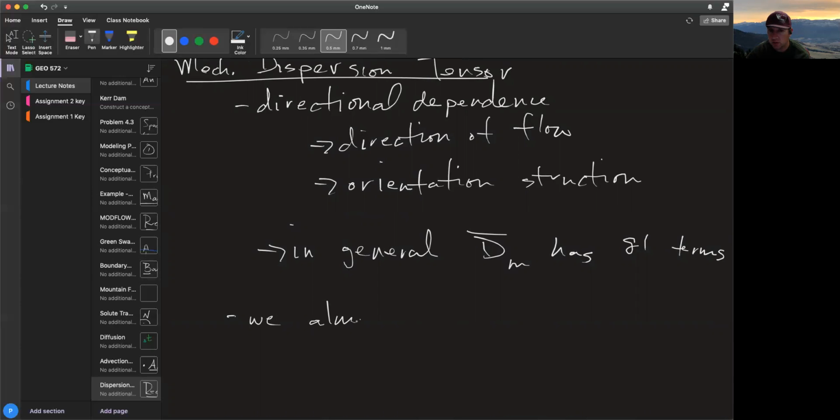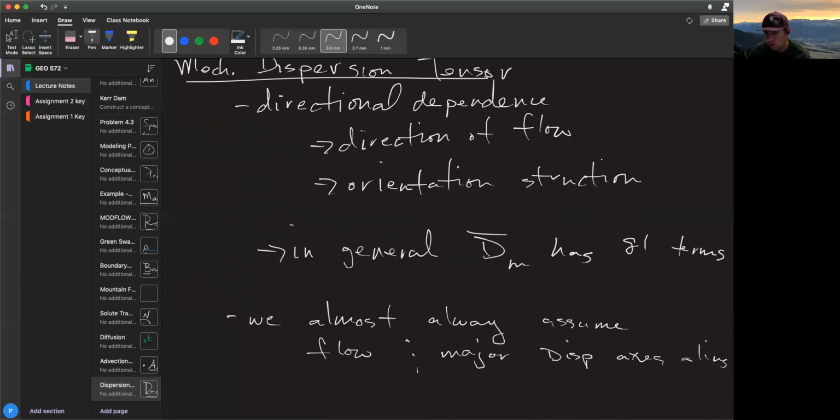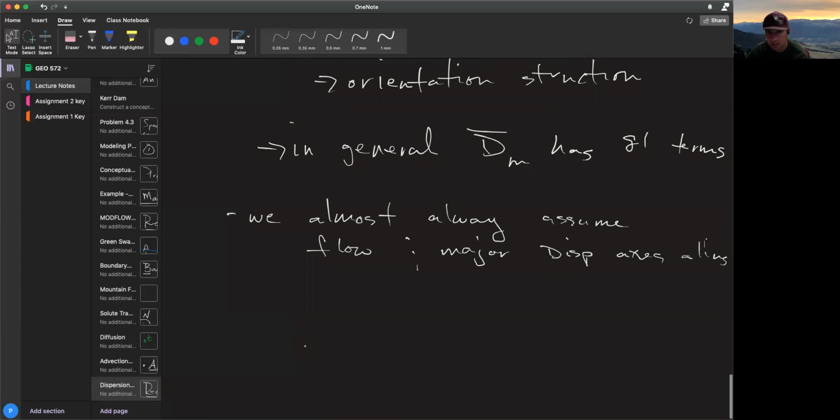We almost always assume that the flow and major dispersivity axes align. And so we're going to have essentially three terms: DL, D alpha, or DTH, and DTV. I'm going to put the M there for mechanical. We're almost always just going to reduce it to these three terms.